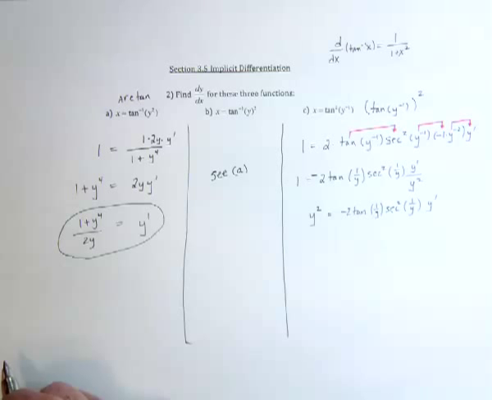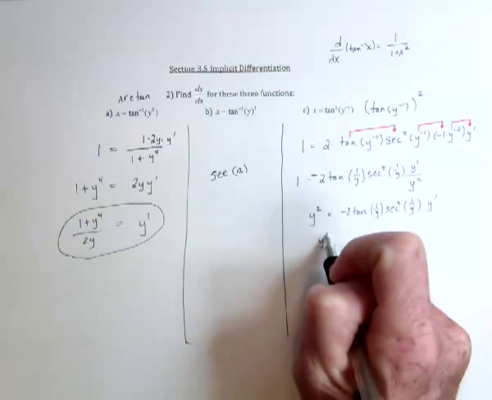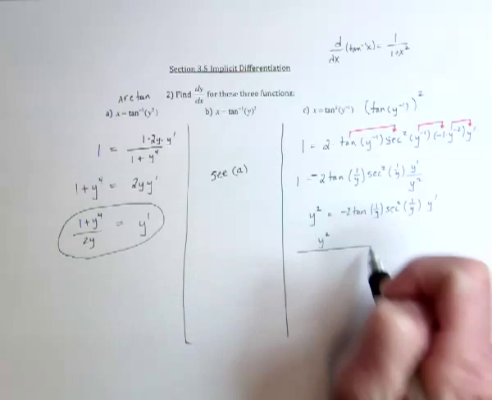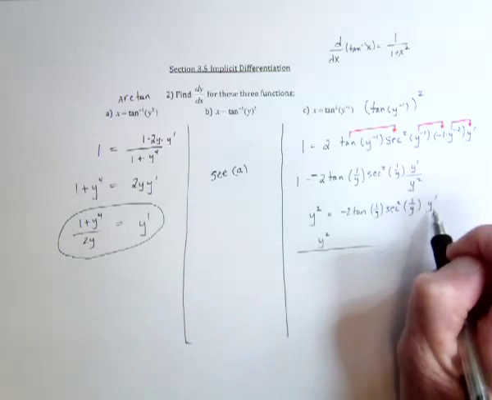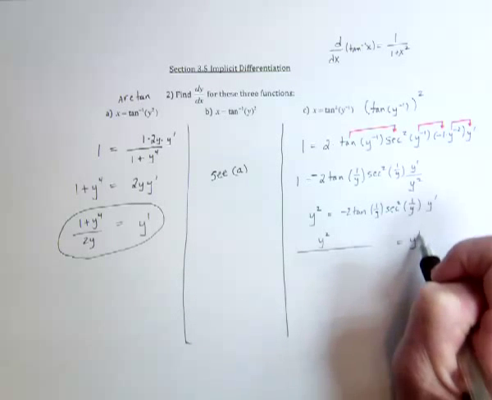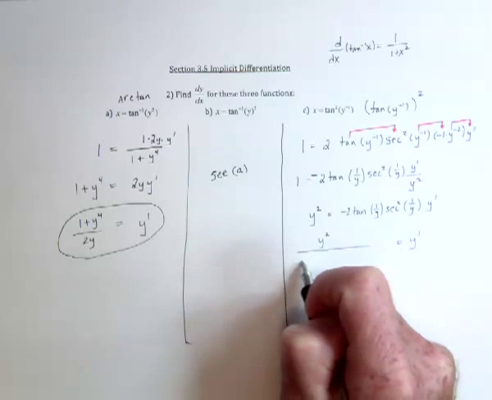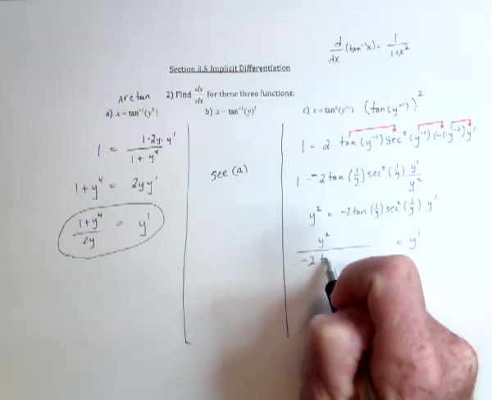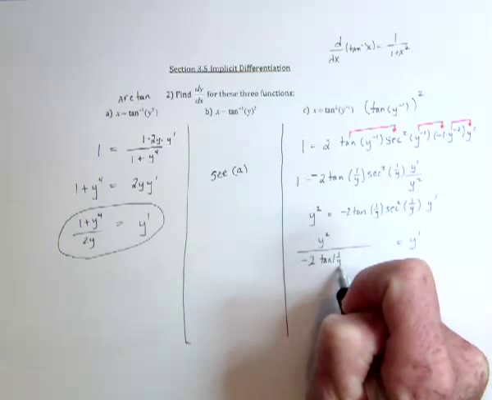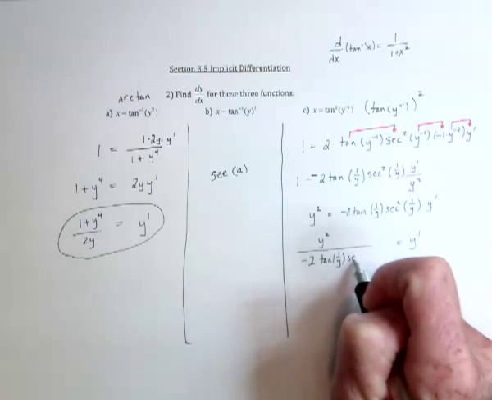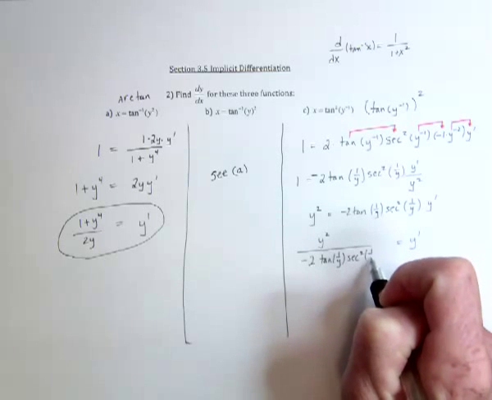And finally, divide by the tangent and the secant. So we'd have y squared gets divided by all this stuff, leaving the y prime by itself over here. So y prime equals negative 2 tangent of 1 over y and secant squared of 1 over y.